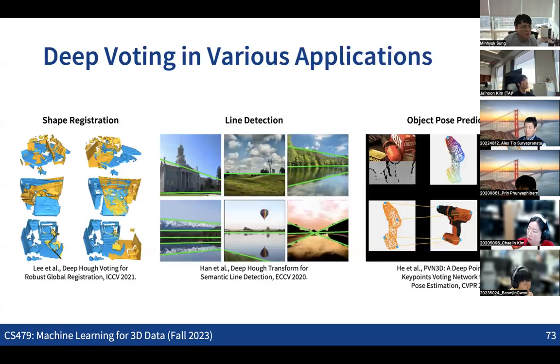You can also see that this voting scheme can be applied to many other applications. There is recent work using these voting schemes for shape registration to align two point clouds, for detecting lines, and for predicting the pose of objects, like rotation and translation. You can refer to these papers to see how this voting idea has been applied in the neural net literature. So this is the end of the idea for object detection and segmentation.